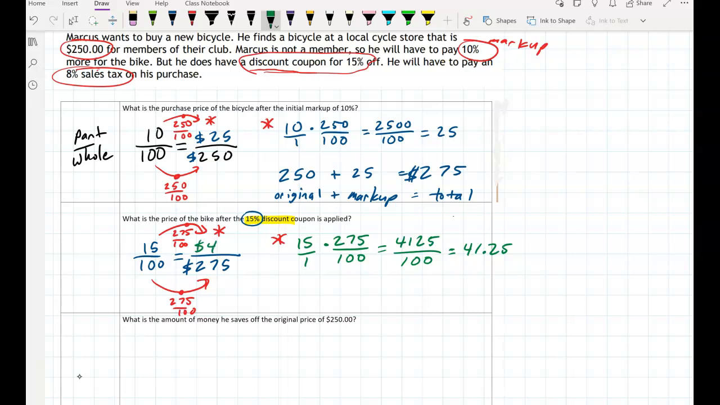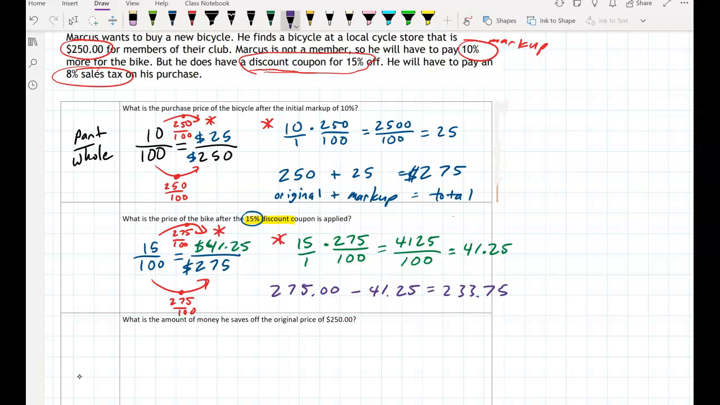They're going to take $41.25 off the price of the bicycle. So that means we're going to take the price now, which is $275. We're going to subtract $41.25, and that equals $233.75. Double check your calculations to make sure your calculator isn't lying to you.